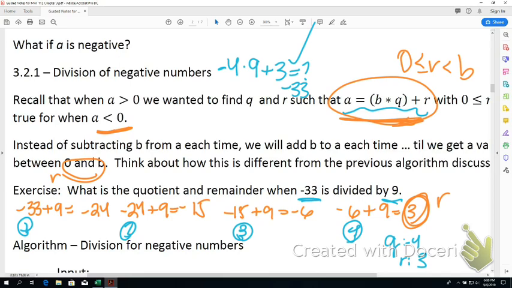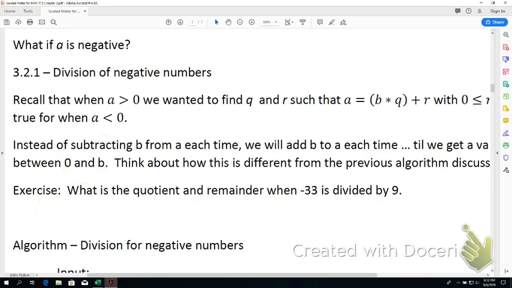So when you're dividing, if a is positive, your quotient will be positive. If a is negative, your quotient will be negative. B will never be negative. It'll never have a choice. B is always going to be positive for what we do in the book. So now that we've seen this, let's think about how we would do an algorithm for division.